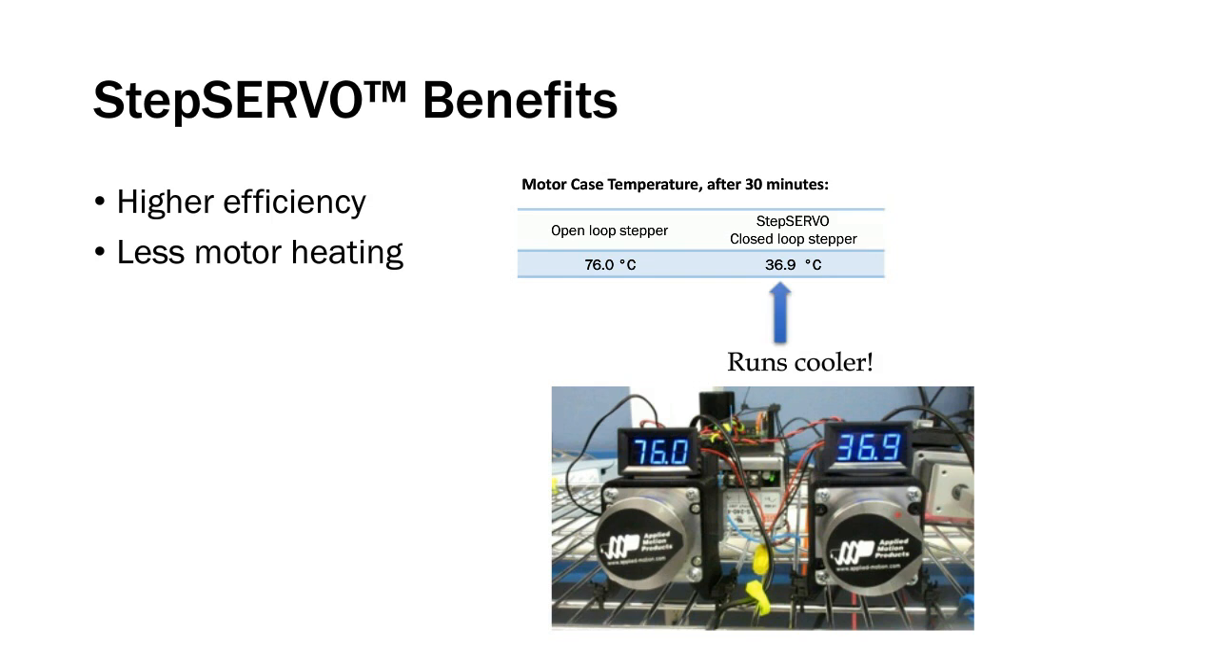The photograph in this slide is taken from a test of two identical step motors. The one on the left is run open loop in the traditional step motor fashion. The one on the right is run as step servo closed loop. You can see after 30 minutes of operation, they're both doing the exact same work, and they reach thermal equilibrium, and the motor on the left, the motor temperature is about 76 degrees C. The step servo closed loop motor on the right is less than half of that temperature.